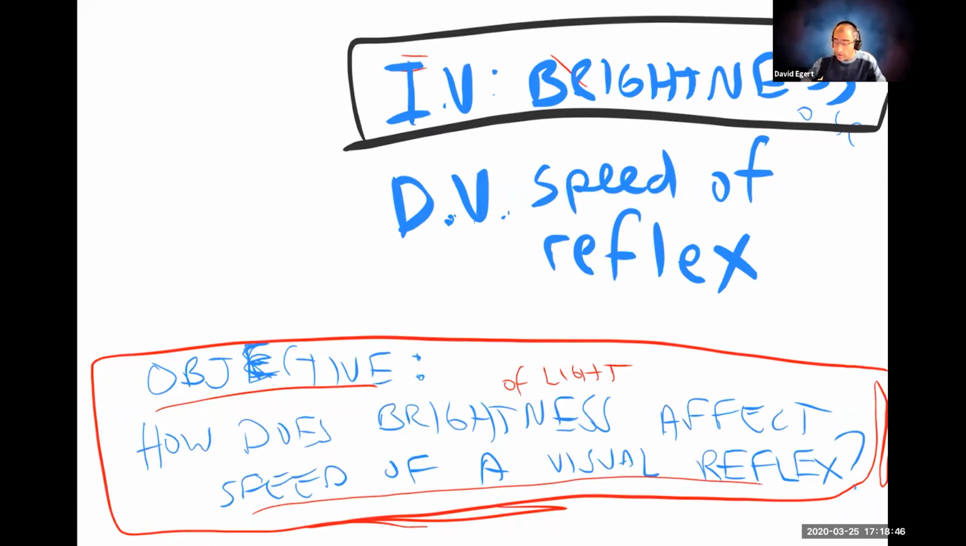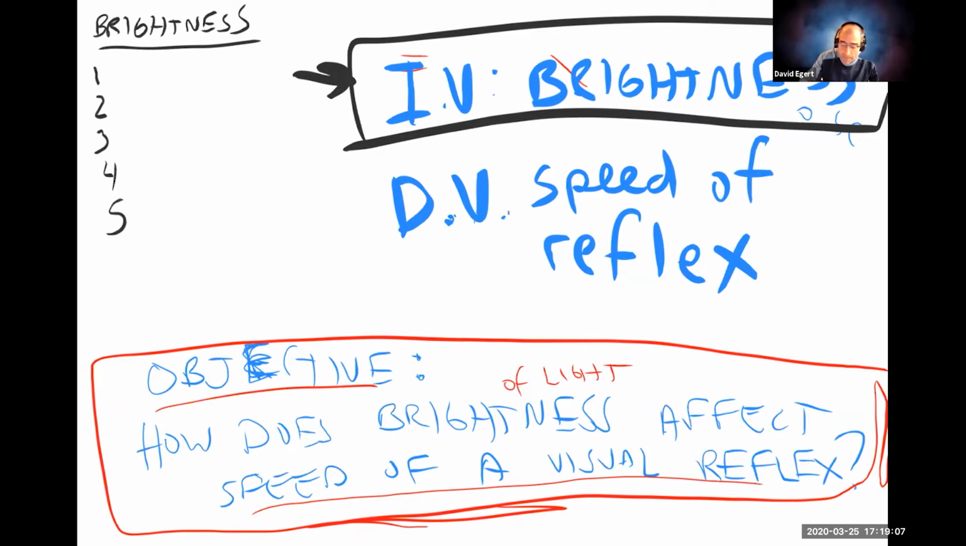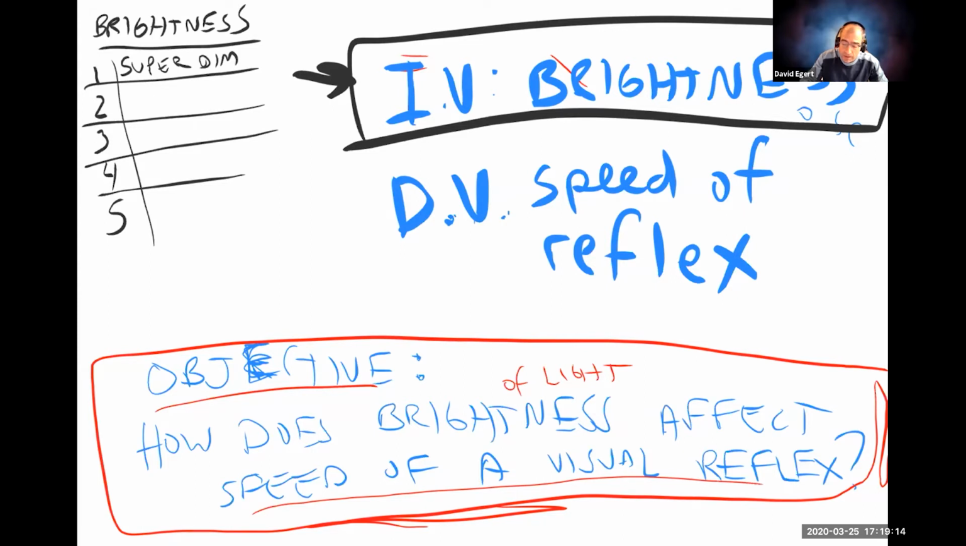And in fact, we're going to use different values. Normally what I do is I have brightness going from 1 to 5. Just by adjusting the lights, we can have super dim to medium to bright to super bright.